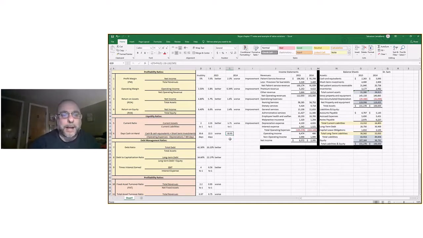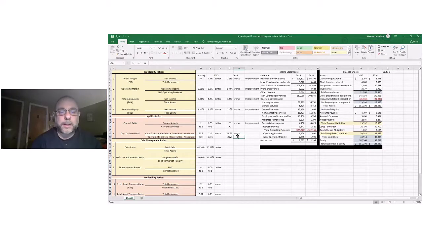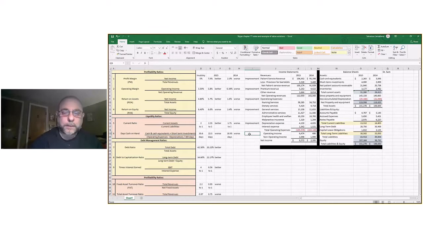So 18.95 days. So look how much cash on hand we had in 2014. And then in 2015, we had about 22 days of cash on hand. The industry is about 30. So we did see improvement. So even though these are crappy results compared to the industry, we see a light at the end of the tunnel that we're improving. So it's kind of interesting how you look at the glass.